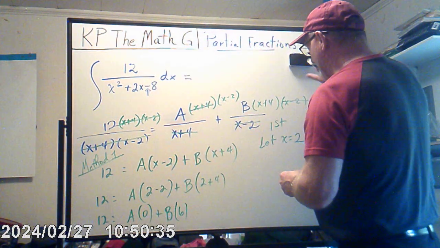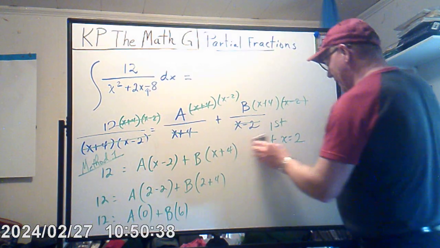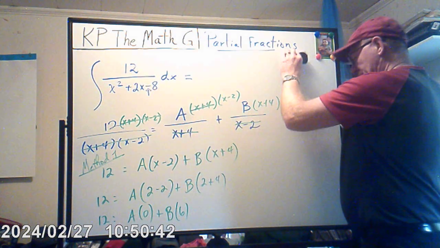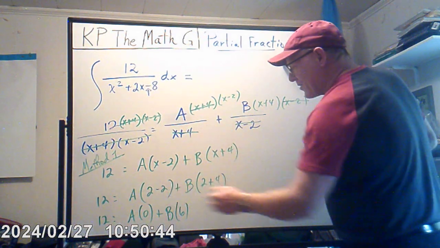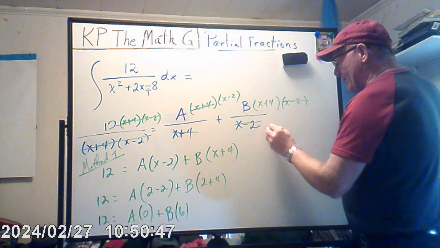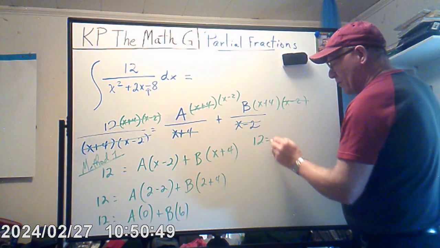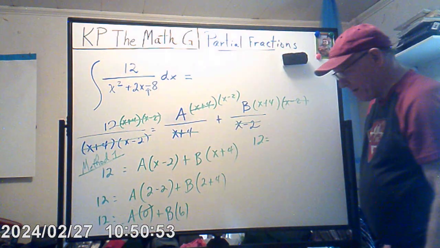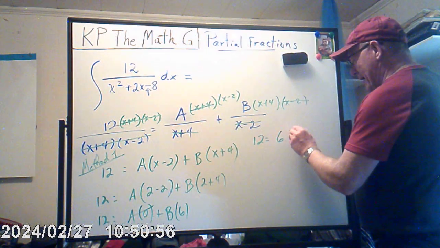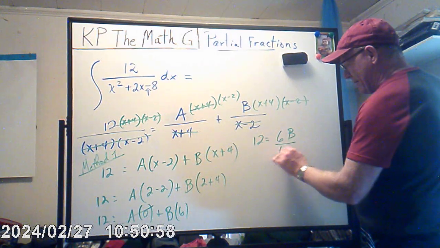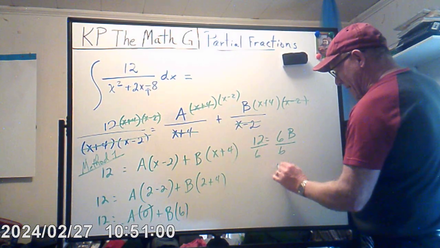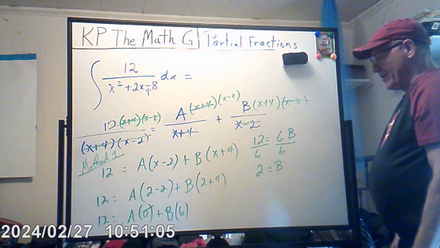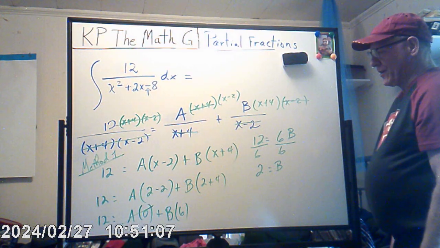Now this gets to be a little lengthy here. Let's go ahead and come up here with this. So 12 is equal to, this is 0. A times 0 is 0. So 6b, which means that b is equal to 2. 12 over 6 is 2.